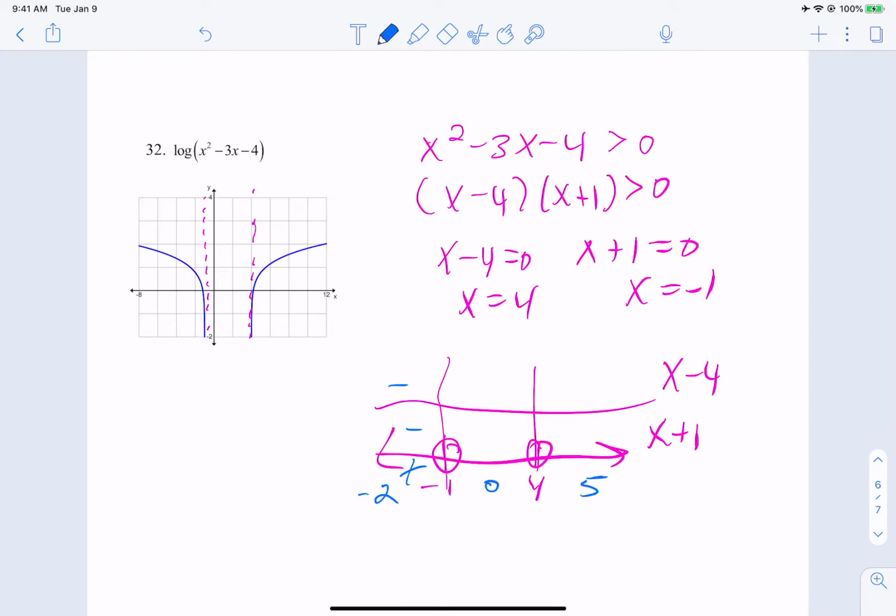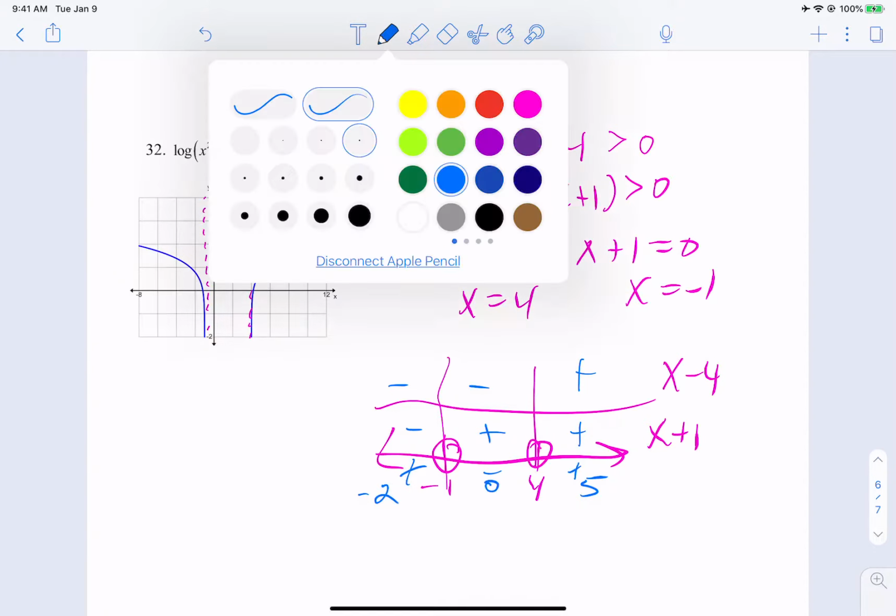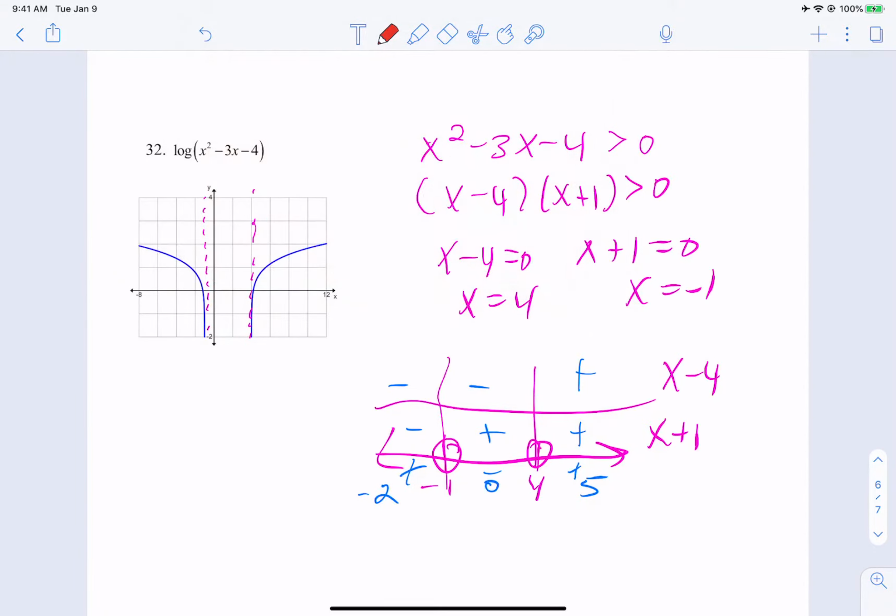So a negative times a negative is a positive. Now let's plug in 0. I get a negative. I get a positive. A negative times a positive is a negative. Let's plug in 5. We get a positive and a positive, which is a positive. Now, I only want the positives because I can only plug positive things into a logarithm.